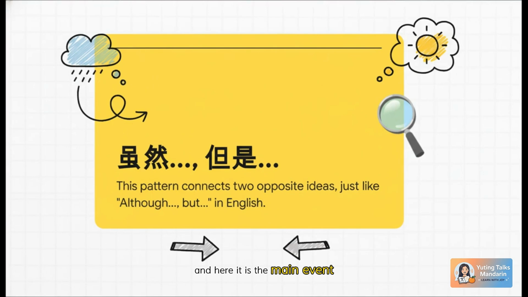And here it is, the main event, a fantastic two-part team. First up, you have 虽然. Then you have its partner, 但是. The key thing to remember is that these two almost always appear together. 虽然 kicks off the first idea, and then 但是 swoops in to introduce the contrast. Let's see how it works in a real conversation.